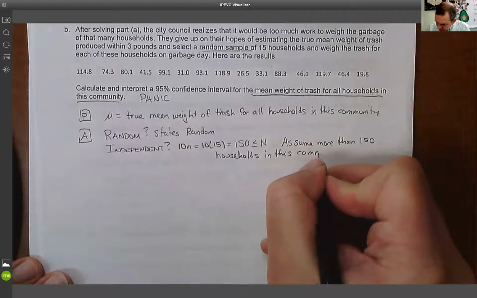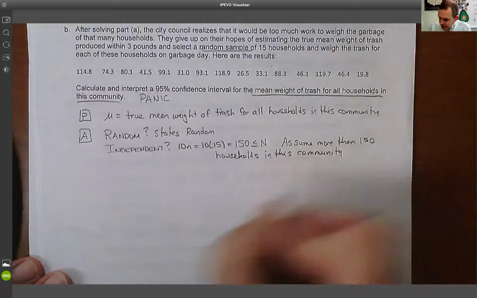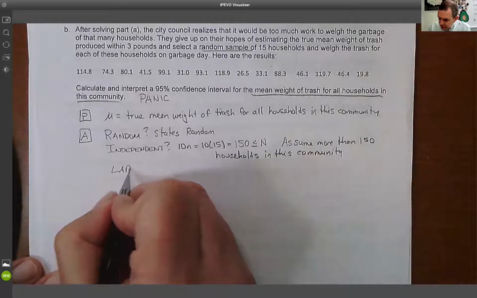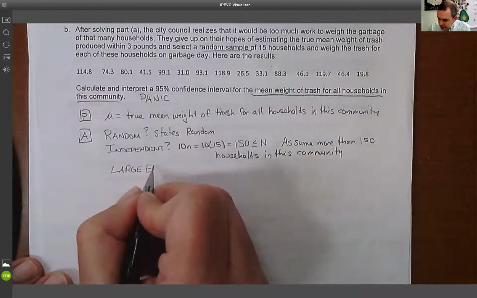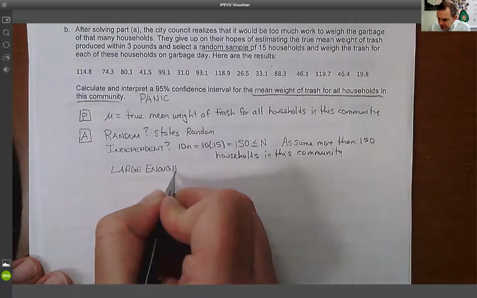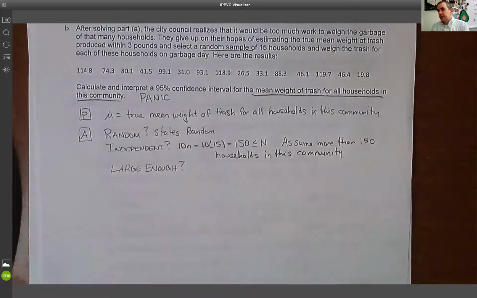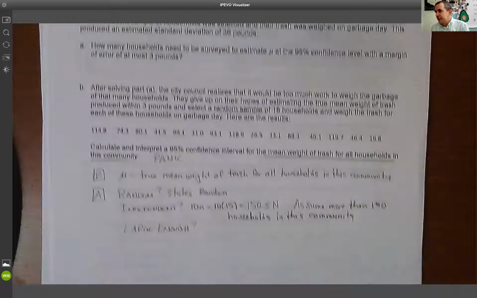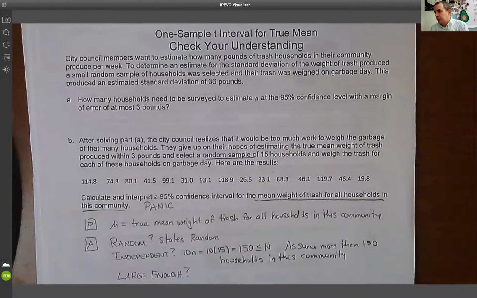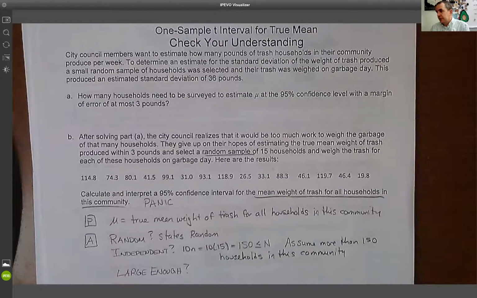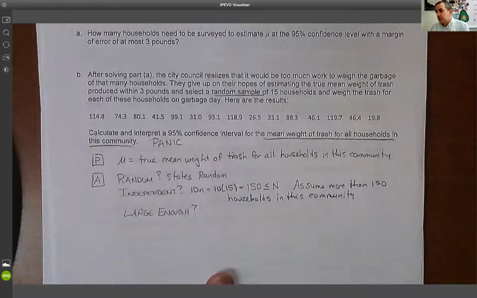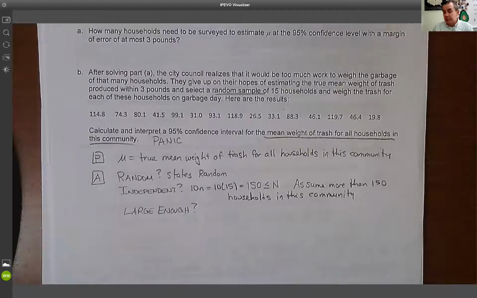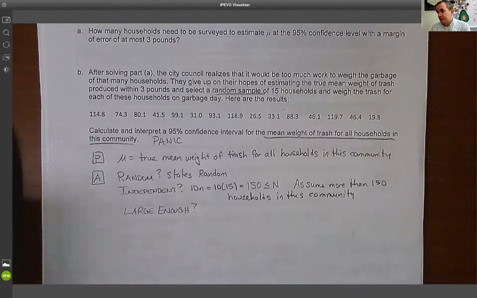Okay. Now, here's where a new check comes in, large enough. Now, here's where I got to actually pay attention to some stuff. The first thing I'm going to look and see, does it say anything in here about trash produced being normally distributed? And I look at this problem and I don't see that at all. Next thing I look at is to see if my sample size is sufficiently large. Is it 30 or larger? Because then I can use the central limit theorem. Unfortunately, that's not the case.